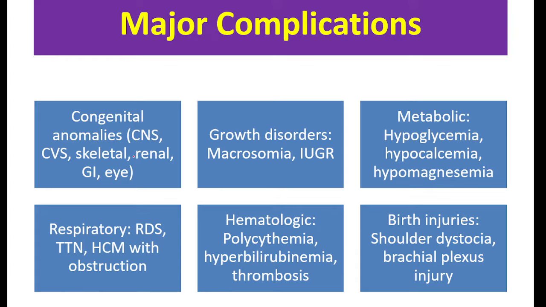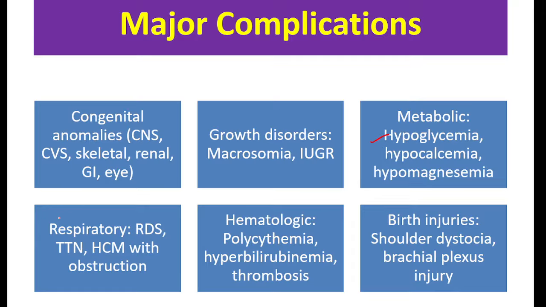This slide further summarizes the wide range of complications that these infants can have. This includes congenital malformations, which may involve any organ system from CNS, CVS, skeletal, renal, GI, or eye. Then there may be growth disorders, which can present as either macrosomia or intrauterine growth retardation. Then there are metabolic complications, which may include hypoglycemia, hypocalcemia, and hypomagnesemia, for which we need to monitor these newborn babies after birth.